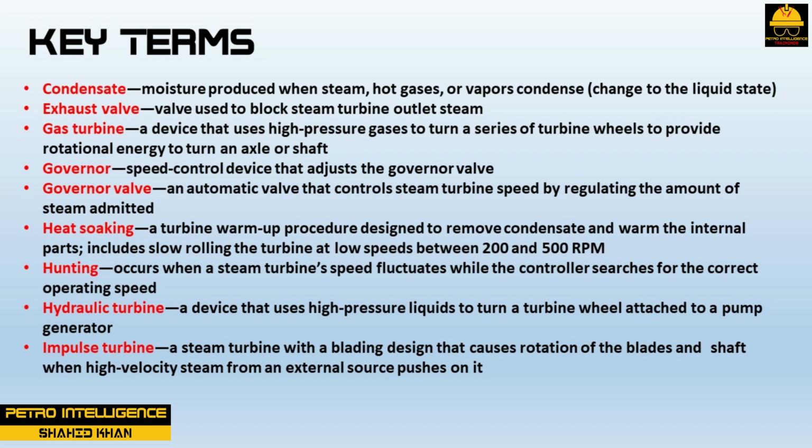Hunting occurs when a steam turbine speed fluctuates while the controller searches for the correct operating speed. Hydraulic turbine is a device that uses high-pressure liquids to turn a turbine wheel attached to a pump or generator. Impulse turbine is a steam turbine with a blading design that causes rotation of the blades and shaft when high-velocity steam from an external source pushes on it.